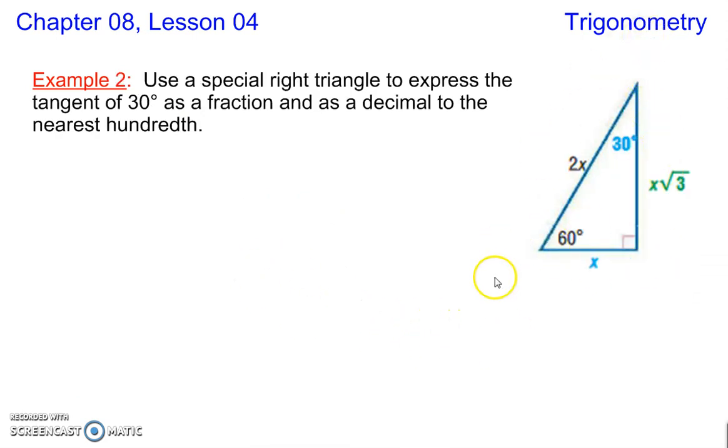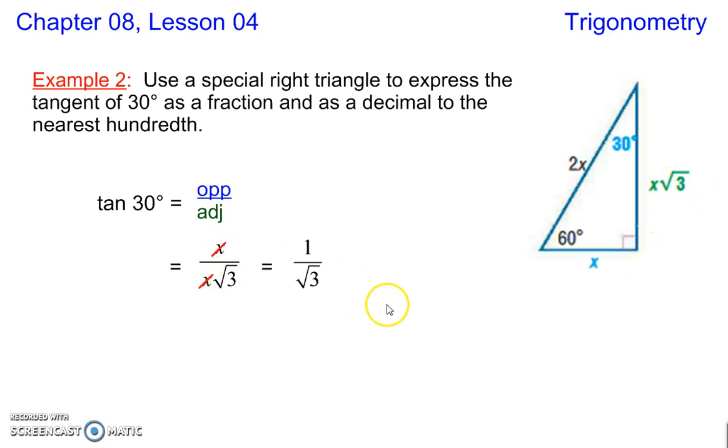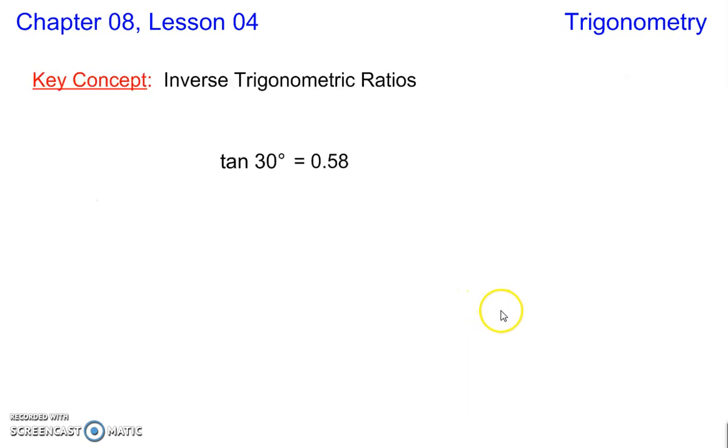Using a special right triangle to express the tangent of 30. So the tangent of this angle, 30. Remember, tangent is opposite to adjacent, so we're going to take x over x times radical 3. We can cancel out the x, and we have 1 over radical 3. Remember, no radicals in the denominator, so we get rid of those, and we get radical 3 over 3, or approximately 0.58. So the tangent of angle 30 is 0.58.